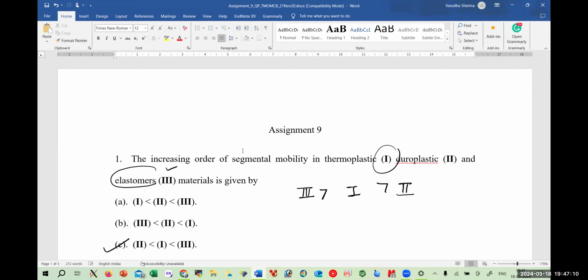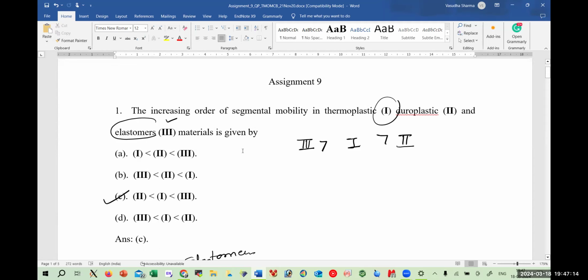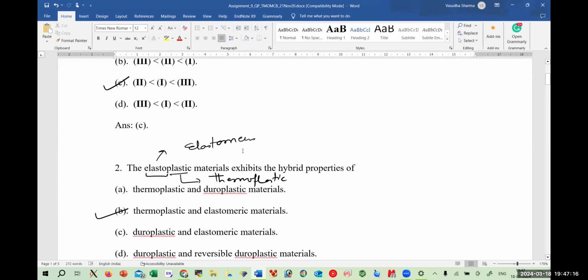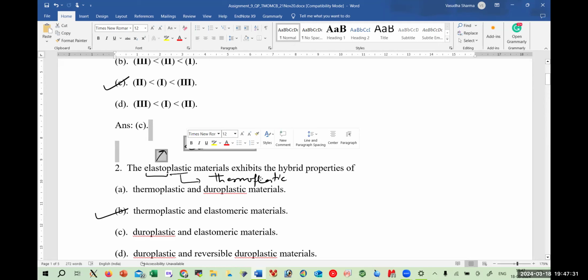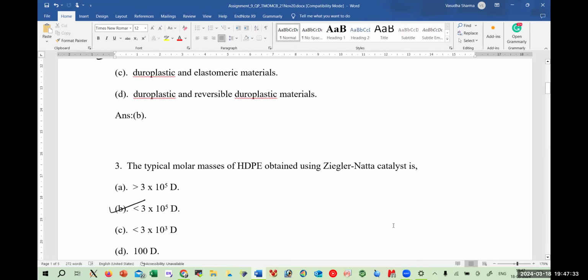And we know that elastomers have more mobility compared to thermoplastics and duroplastics. So this is the kind of question you can get. Now, we were talking about elastoplastics, which exhibit hybrid properties. The name itself suggests that it has properties of elastomers and thermoplastics. At low temperatures, one dominates, and at high temperatures, the other dominates.